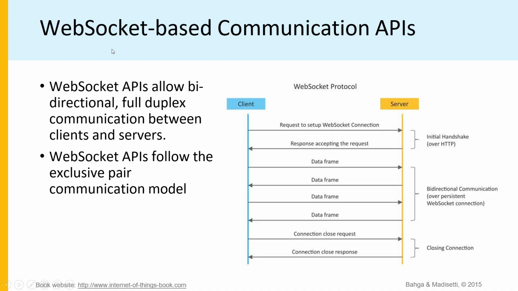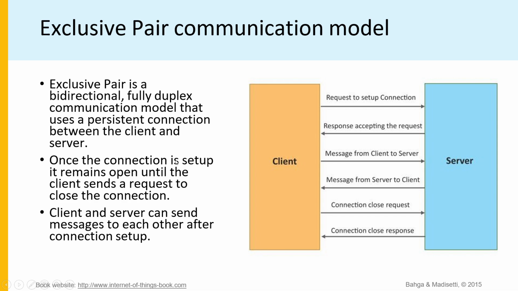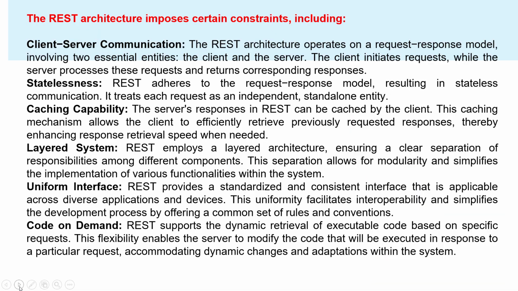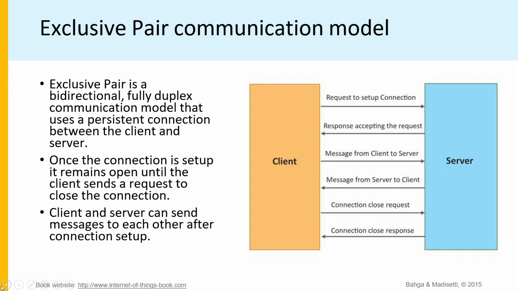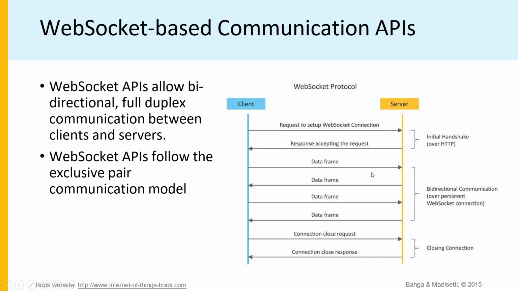The second type is WebSocket-based communication APIs. By seeing the diagram itself, you can understand that it is similar to the exclusive pair communication model, and that is actually right. Don't think it is wrong. Client and server, but here you mention the name WebSocket protocol. Same request for connection, and responding to accept the request. What we called a message there, here we call a data frame. That's the only difference. There it is also bidirectional communication.